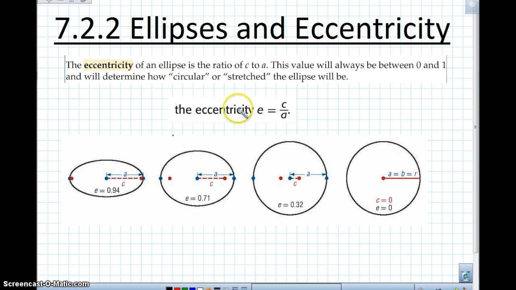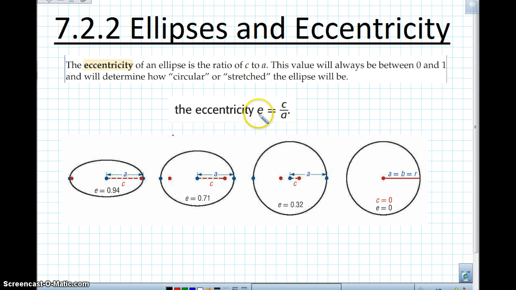And so today we're going to be discovering how to express the eccentricity. It will always be a value between 0 and 1. If it's anything more than that or less than that, then you've broken the ellipse. You can't have any values greater than 1 or less than 0 when you're solving for the eccentricity if it's a true ellipse.